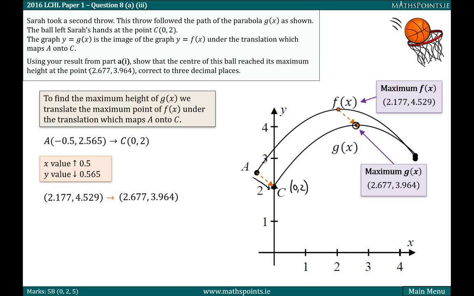Now, anytime they say show something, we don't want to use what they've given to us in the question. We want to actually do the maths ourselves and end up with what they wanted us to prove, which we've done. The maximum of g of x is (2.677, 3.964).